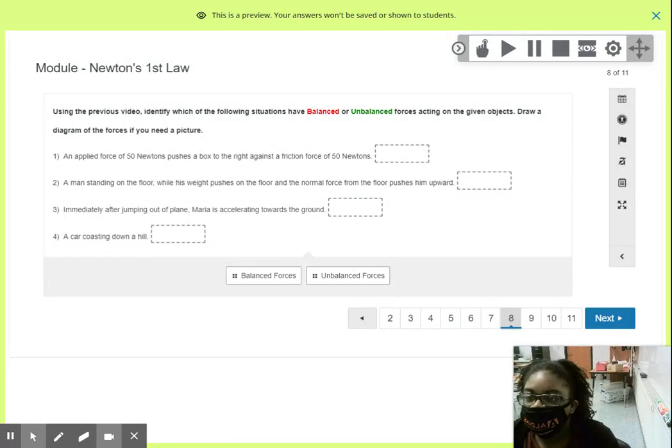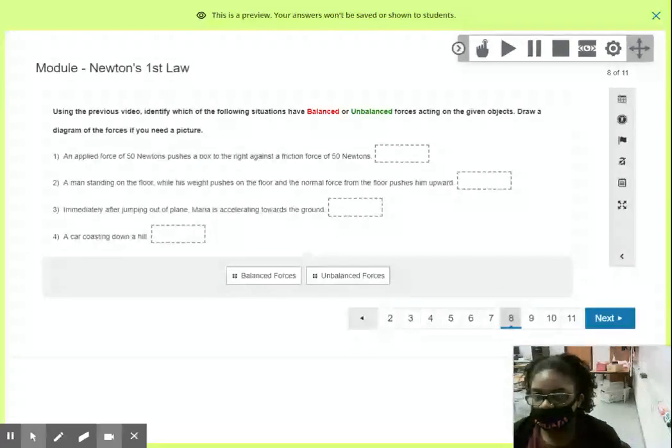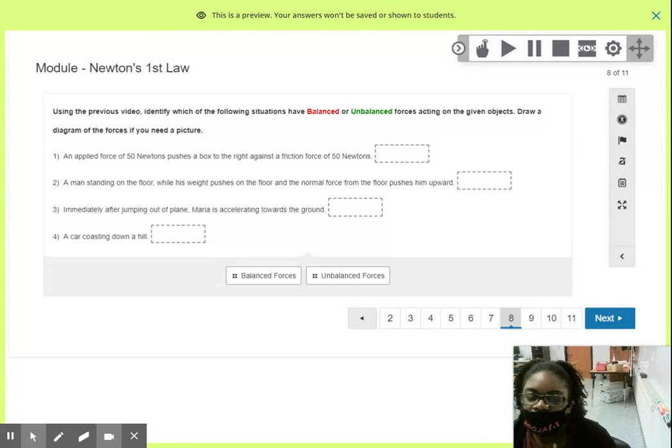Okay, so number one, we have a force of 50 that's being applied to the box to the right. And then we have friction that is happening in the opposite direction. Why? Because we're going against friction. When we look at the numbers, we have 50 newtons of friction and 50 newtons of the applied force. But when those are applying on the box in opposite directions, that box is not going to move because they're both pushing with the same amount of force.